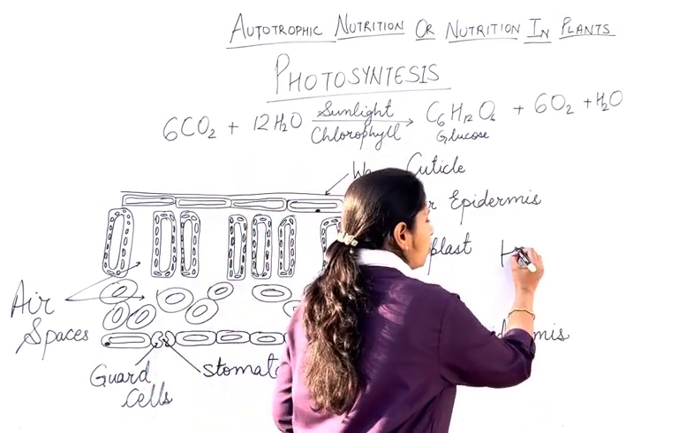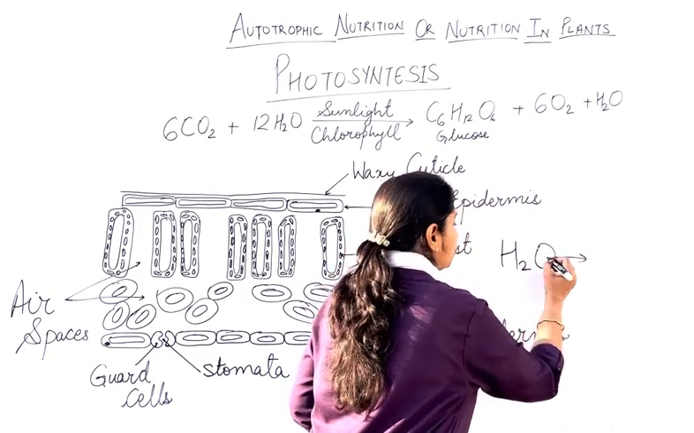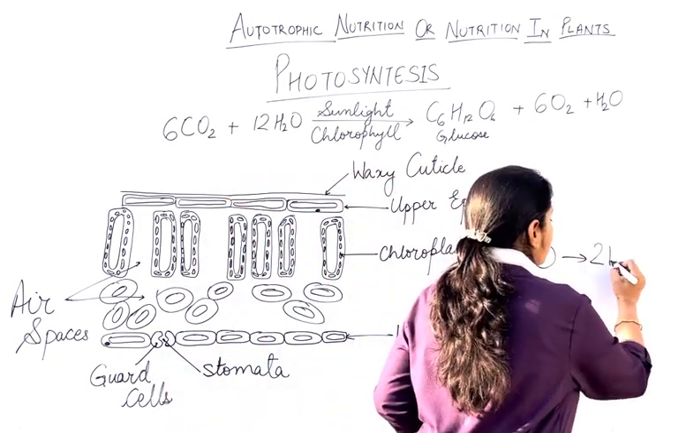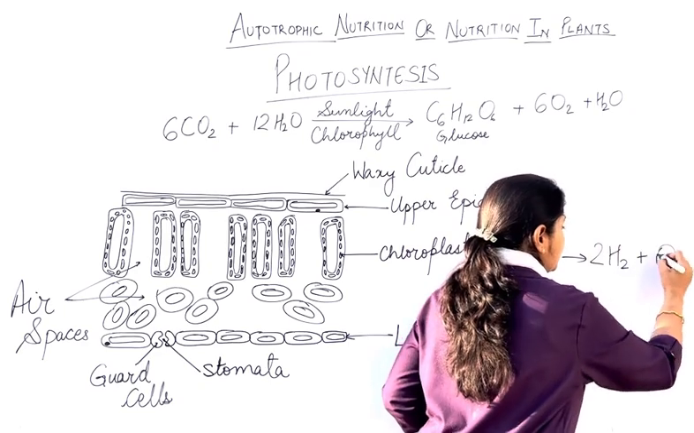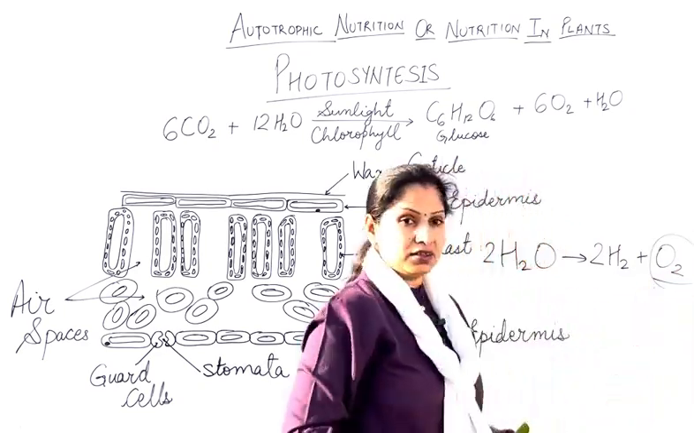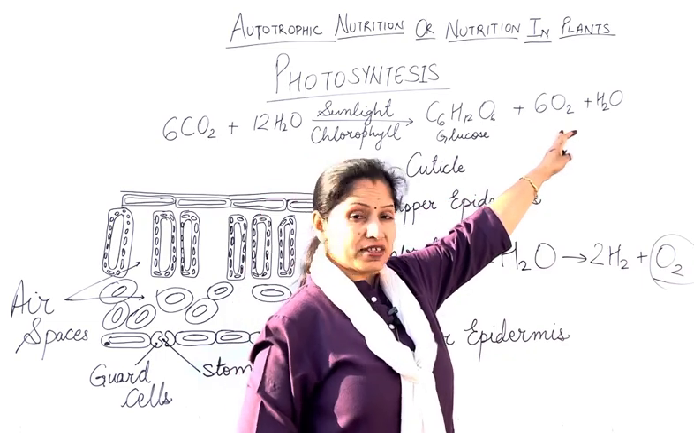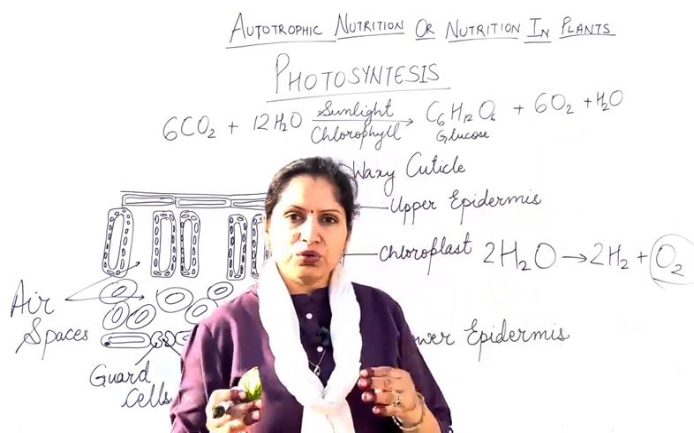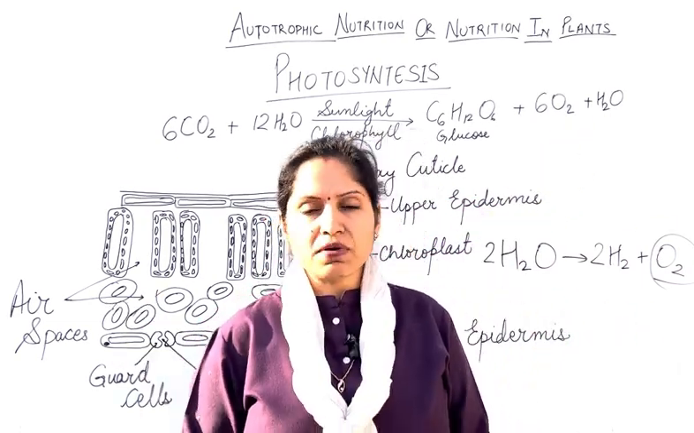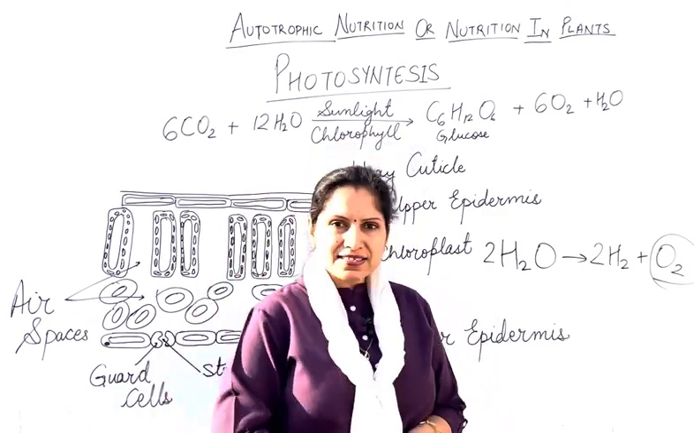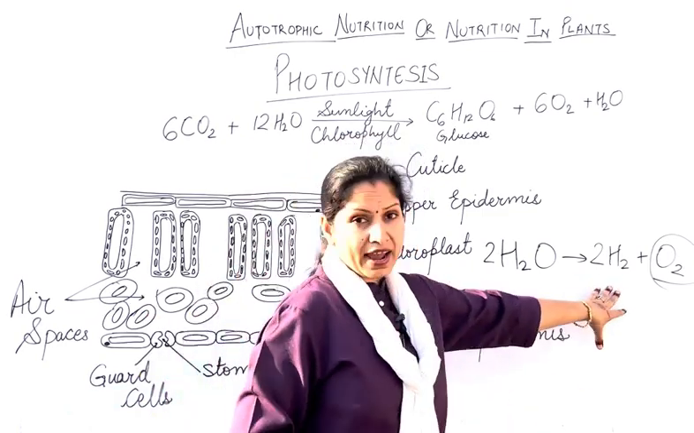Water, you all know, is H2O, and I am taking two molecules of water. That will be broken down into hydrogen and oxygen. This is how oxygen is formed during the process of photosynthesis, and this oxygen will be liberated out of the stomata and into the environment. Then comes the third step of photosynthesis. Here we have got hydrogen.